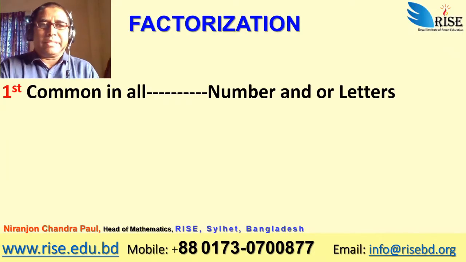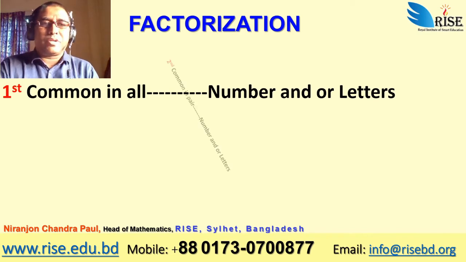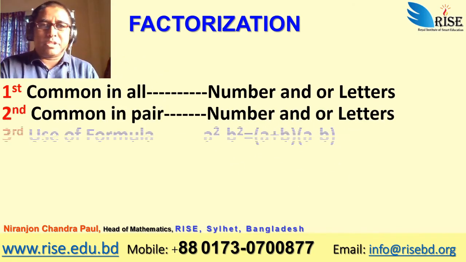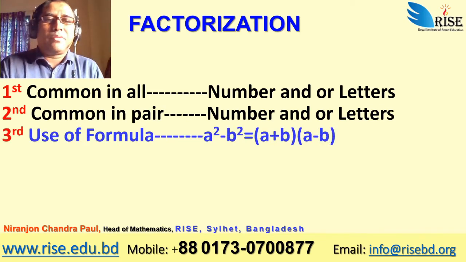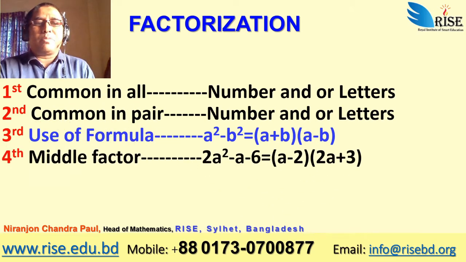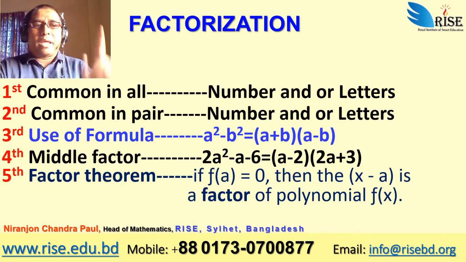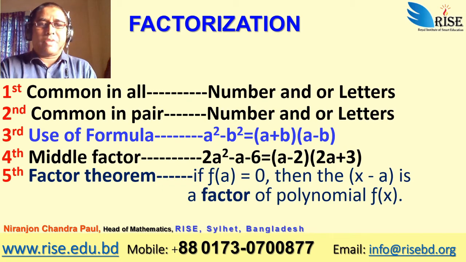So now look at a glance. First, common in all: you have to think, either it's a number or letters. Then you think common in pair, either a number or letter or both. Thirdly, you will think, can you use the formula, that is a square minus b square. Then fourth, you will think, can I do middle factor? If all the above processes fail, then you will go for the fifth rule, that is factor theorem.